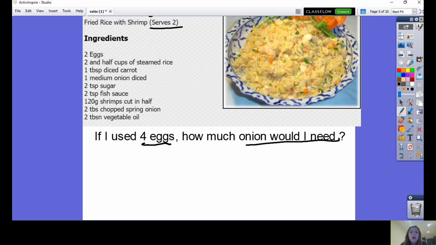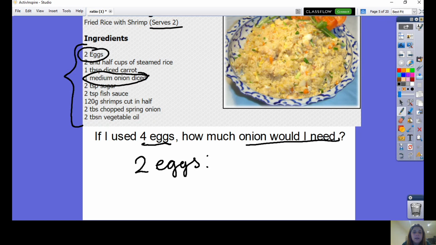So for this question, we are asking, if I used 4 eggs, how much onion would I need? All you need to do is go back to the initial ingredients and write out your ratio. Eggs to onion. In the initial ratio, we had 2 eggs in the recipe for how much onion? So 2 eggs, where's the onion gone? Here it is, 1 onion. 2 eggs to 1 onion.